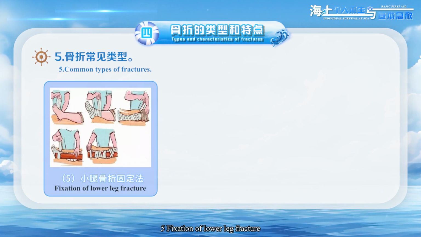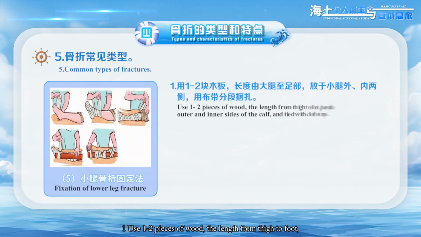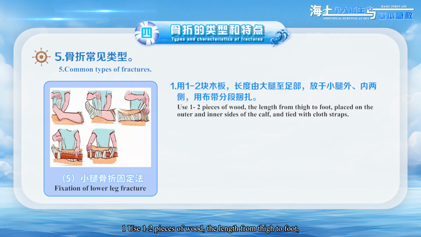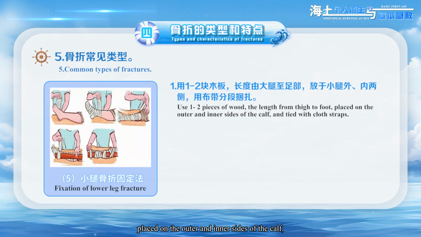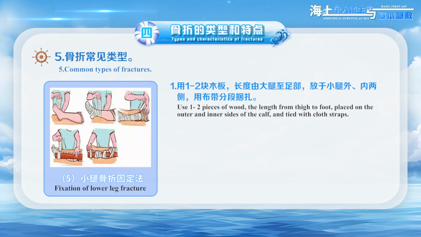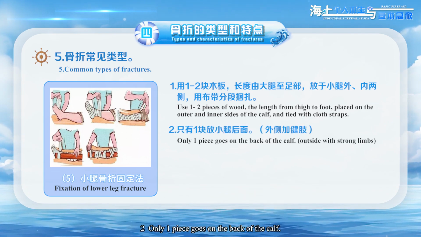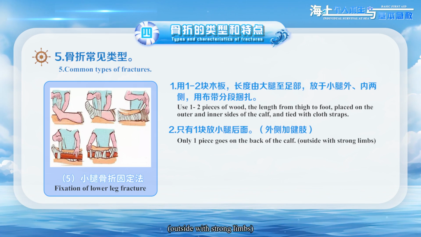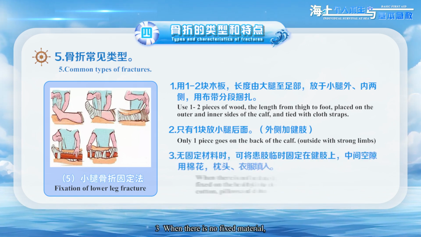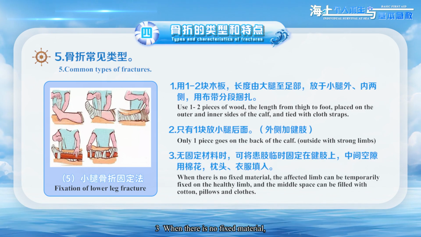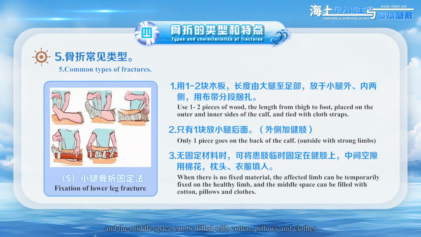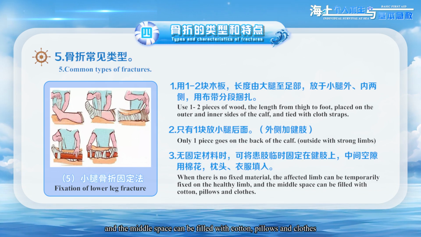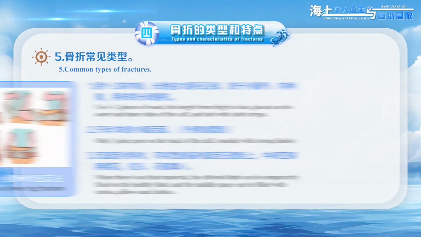5. Fixation of lower leg fracture. 1. Use 1 to 2 pieces of wood, the length from thigh to foot, placed on the outer and inner sides of the calf and tied with straps. 2. If only 1 piece, place it on the back of the calf, outside with strong limbs. 3. When there is no fixed material, the affected limb can be temporarily fixed to the healthy limb, and the middle space can be filled with cotton, pillows, and cloths.